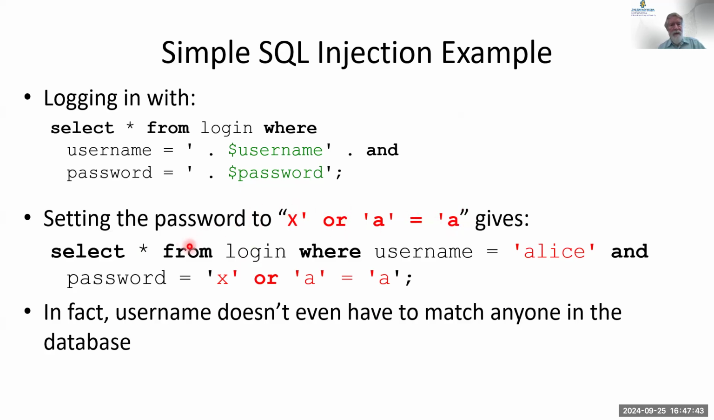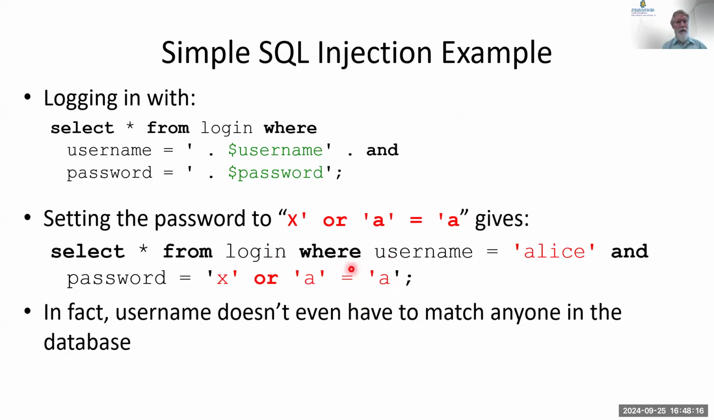So you put that in, and the username, whatever the user was, just say it's Alice. I didn't show the username, but the password here, where it was going to be the entered password, ends up being quote X, well, the password equals quote X, quote, or quote A equals quote A. Well, quote A equals quote A is obviously true. A equals A, yes, that is correct. It's always correct. And if you remember the logical OR, a logical OR is true if either side is true.